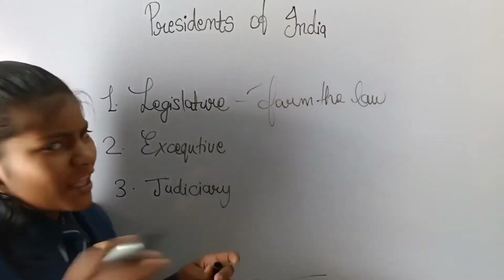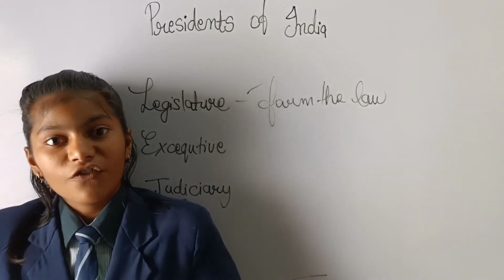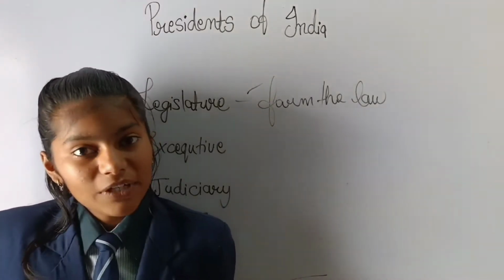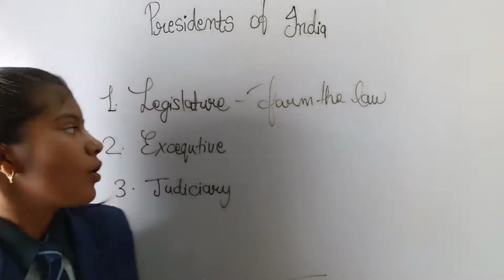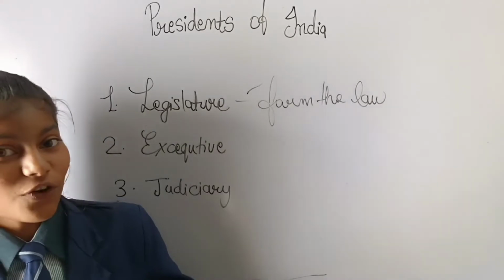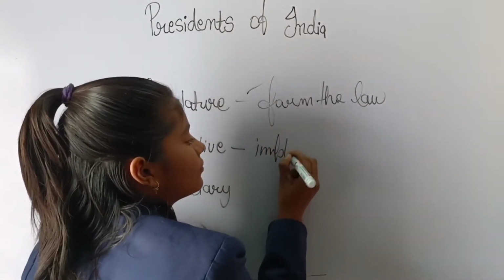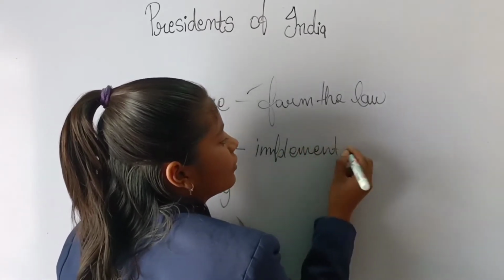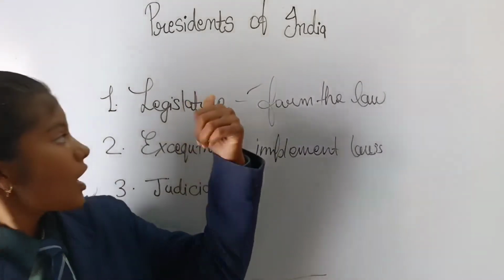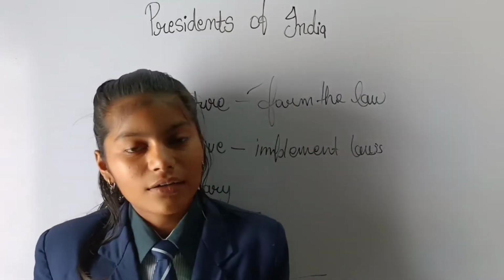Then, once a law is formed, we have to enforce and implement it. The implementation of the law is done by the executive. The executive implements the laws made by the legislature, and then the judiciary reviews that.